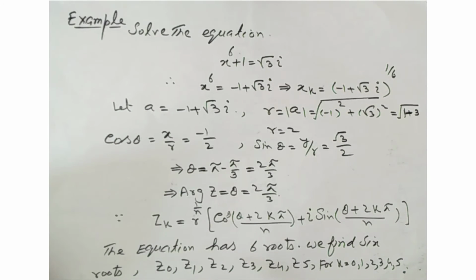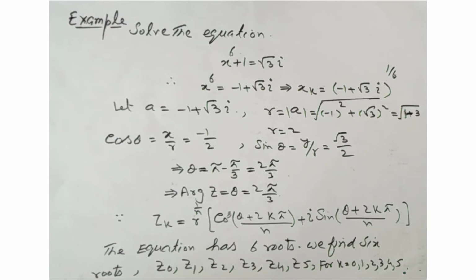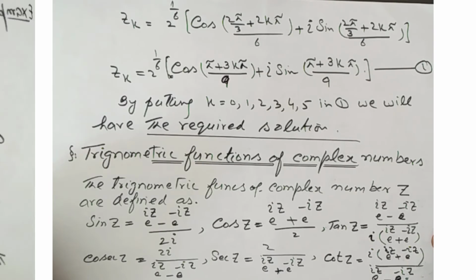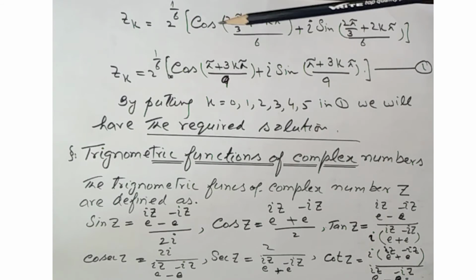The equation has 6 roots. We find the 6 roots by putting k equal to 0, 1, 2, 3, 4 and 5. Z0, Z1, Z2, Z3, Z4, Z5 will be the 6 roots of this equation. So Zk is equal to 2 to the power 1 by 6 times cos of (2 pi by 3 plus 2k pi) by 6 plus iota sin of (2 pi by 3 plus 2k pi) by 6.